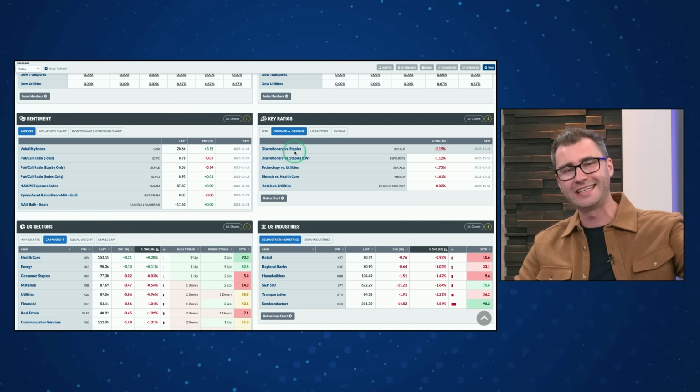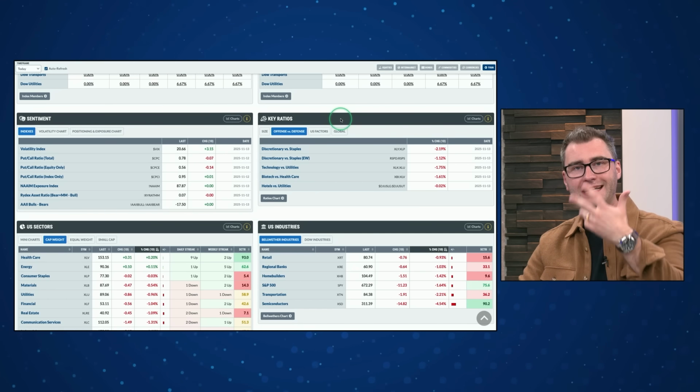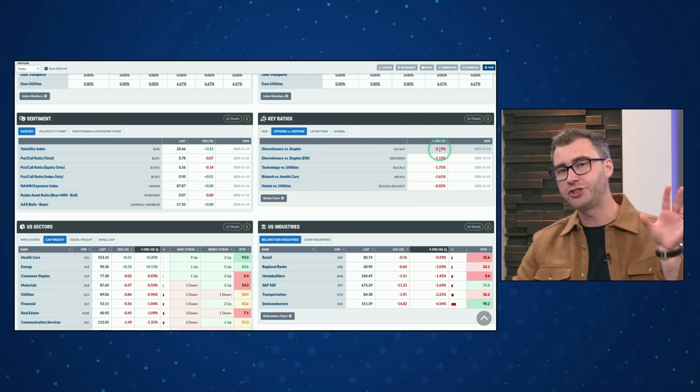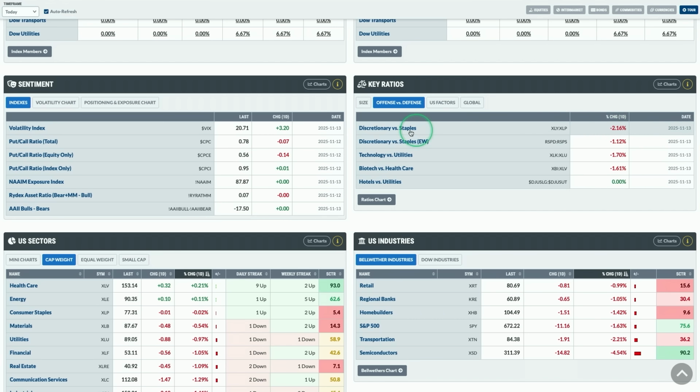If discretionary is leading, that's offensive. If staples is leading, that's defensive. If this ratio is green, that means that the first thing is leading. If it's red, that means that the second thing is leading. Nice kind of simple way to think about it, right? So in this case, today, we can see staples is actually outperforming discretionary. Again, we can use that time frame menu in the top left corner of the page. It kind of actually scrolls with you to change the time frame on this.